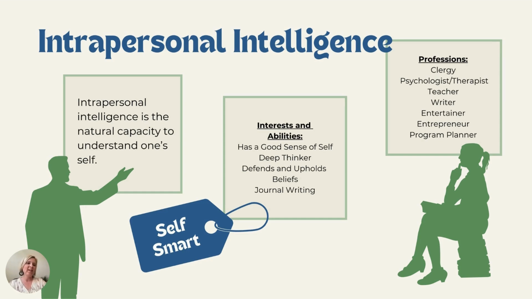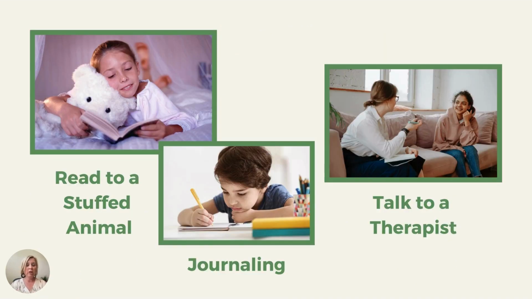Intrapersonal intelligence is next. Intrapersonal intelligence is the natural capacity to understand oneself. Interests and abilities in this area tend to lie along these lines. Having a good sense of self, being a deep thinker, defending and upholding beliefs, journal writing, and so on. Professions in this area are clergymen, psychologists and therapists, teachers, writers, entertainers, entrepreneurs, program planners, and so on. So, how can we use intrapersonal intelligence to develop learning environments with our children and in our classrooms?